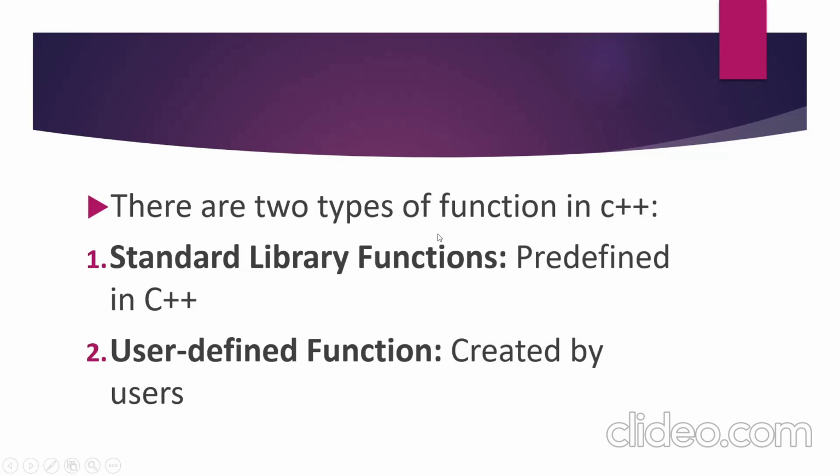So there are two types of function in C++: standard library functions and user-defined functions. Standard library functions are also called built-in functions. As the name suggests, we need not declare and define these functions, as they are already written in the C++ libraries such as iostream, cmath, and etc. We can directly call them when we need.